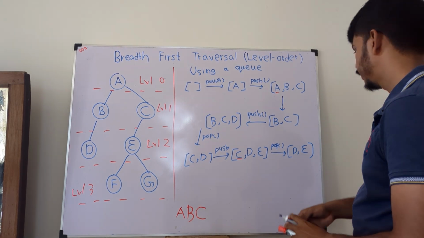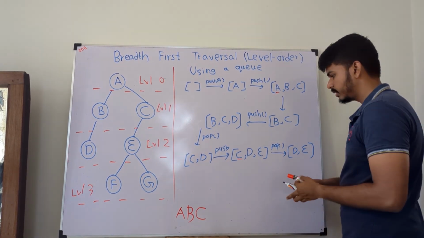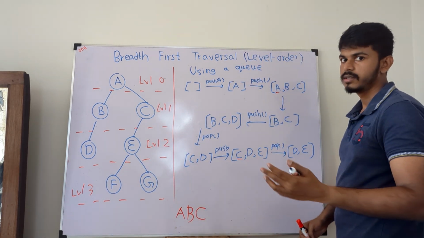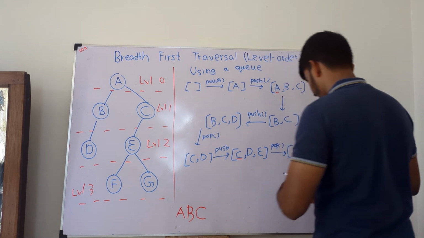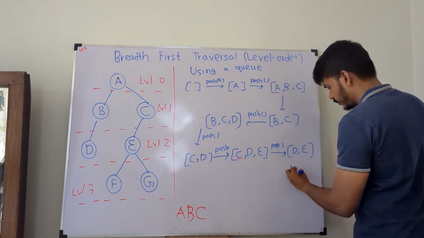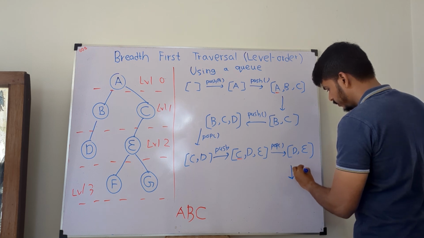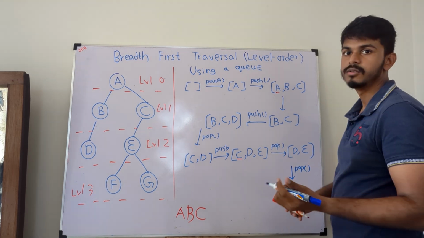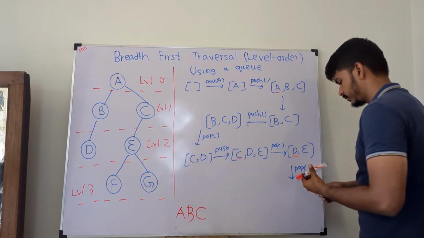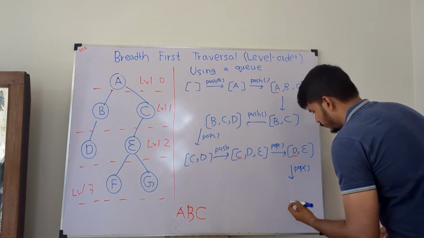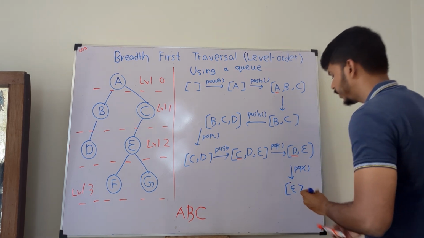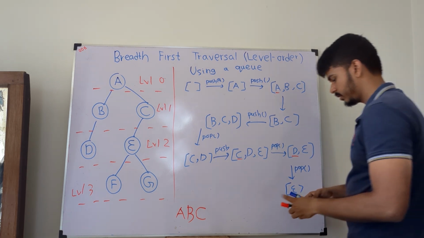Then after that, the front node's children. Here D has no children, so we can pop it straight away. So going to pop the D node straight away since it has no children. So E is the only node that remains in the queue at this moment.